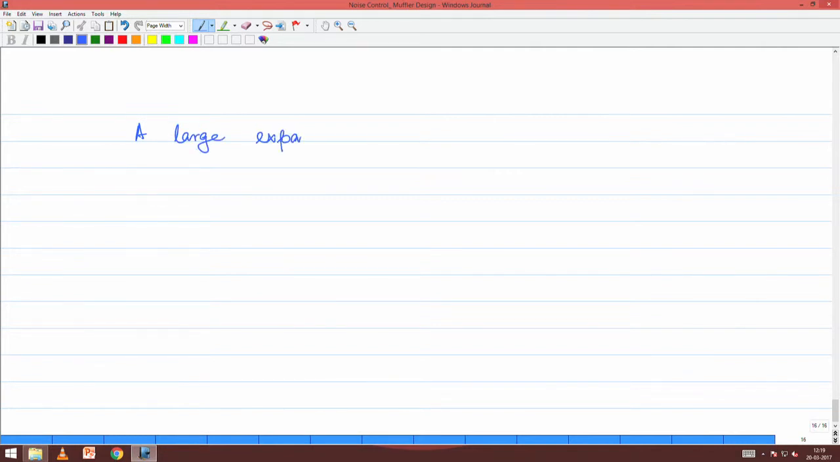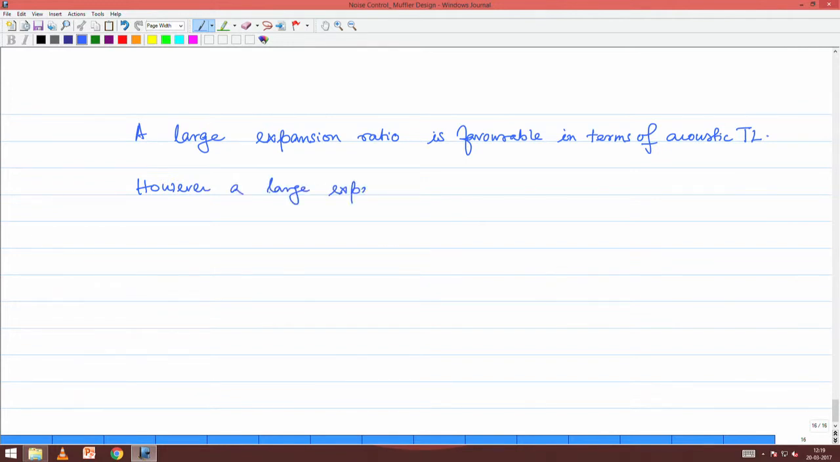So, please understand this very important aspect, that a large expansion ratio is favorable in terms of acoustic transmission loss. However, a large expansion ratio leads to back pressure, which is detrimental to the engine performance.